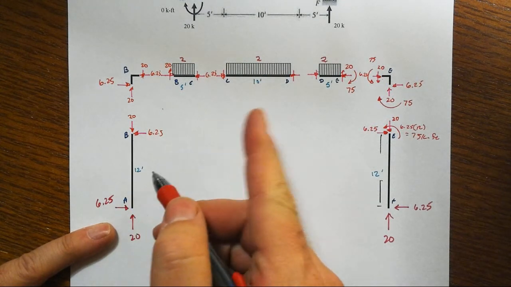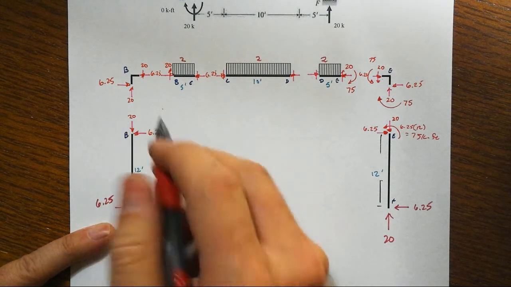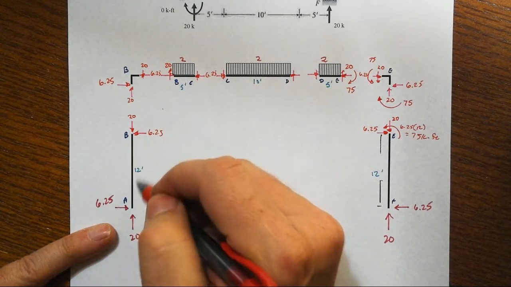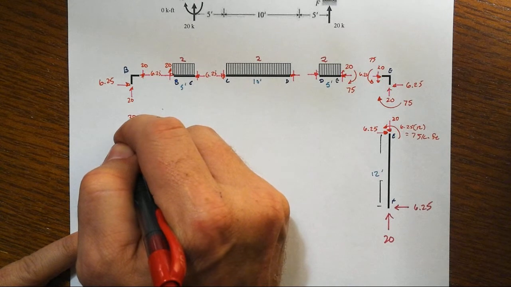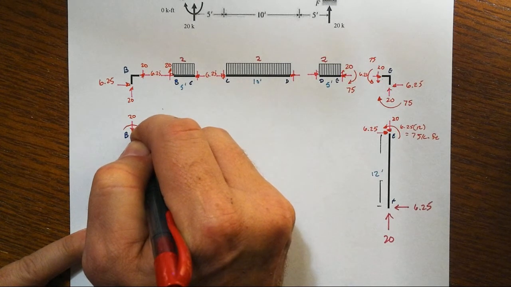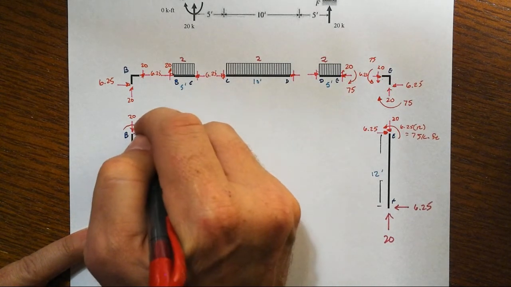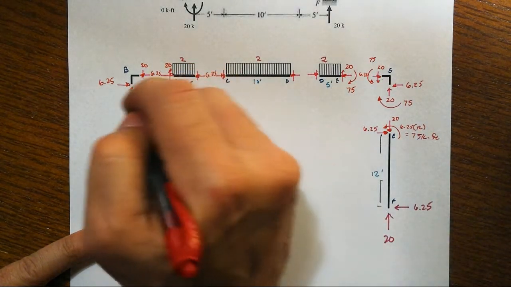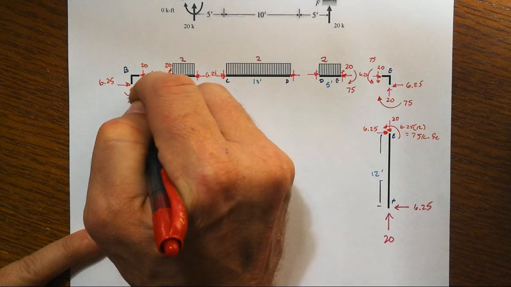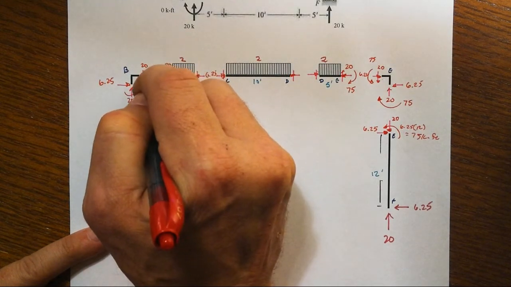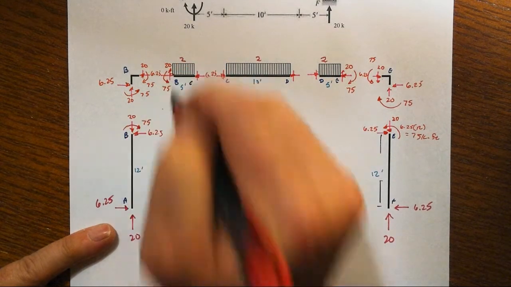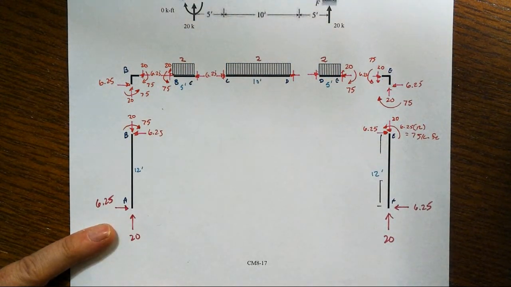I'm trying to avoid dealing with the beam segment here. Deal with the simplest things first. 6.25 again times 12 will give us, this time, a counterclockwise moment. So we need to resist that with that same 75, same math that we had over here in the other column. Flip it, and flip it again. And we got 75 there.